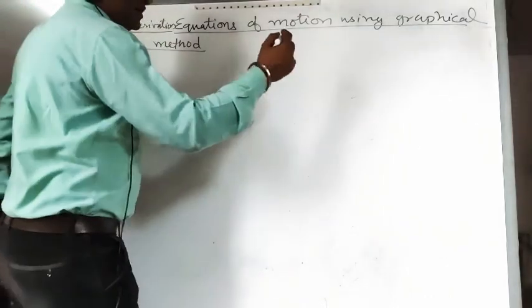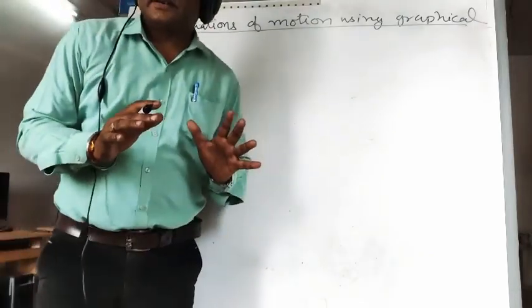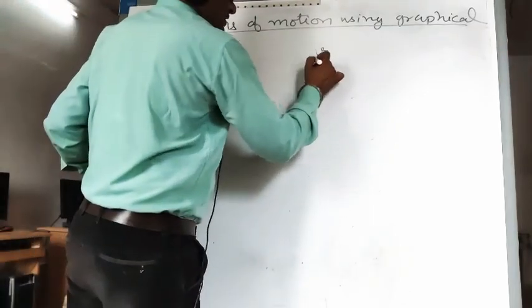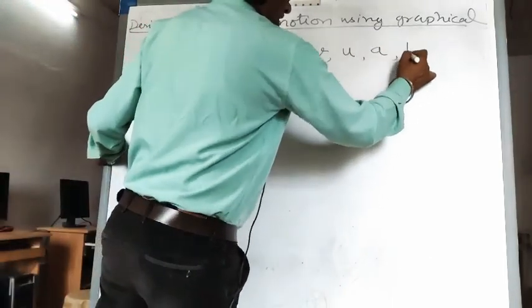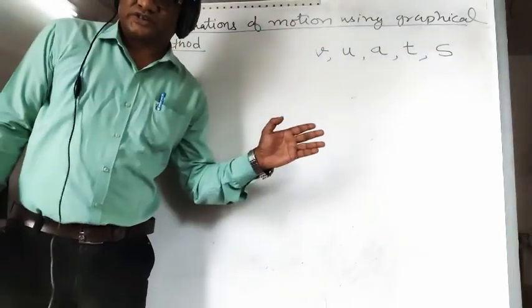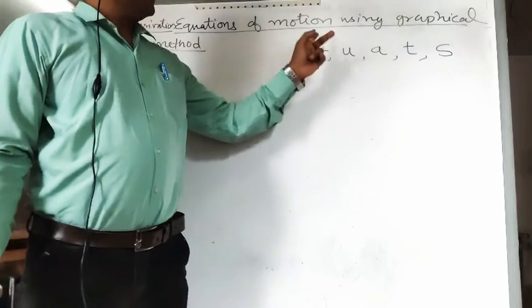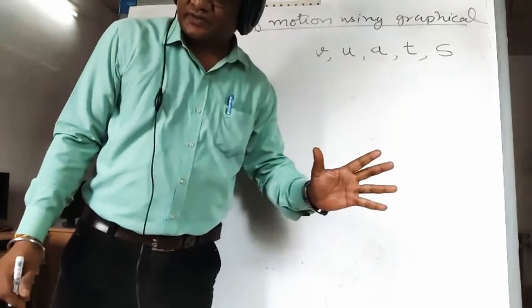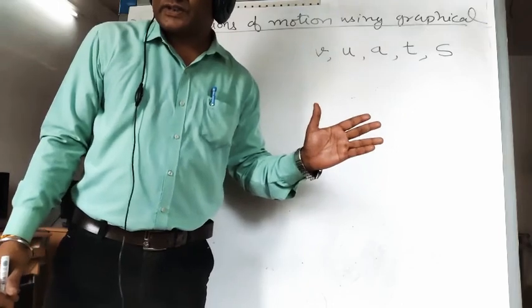Okay, what are equations of motion? Basically, equations of motion are mathematical equations that relate final velocity, initial velocity, acceleration, time and distance traveled by the object. There are three equations which tell us the relation between initial velocity, final velocity, acceleration, time taken and the distance traveled by the object. Let us see what those relations are.